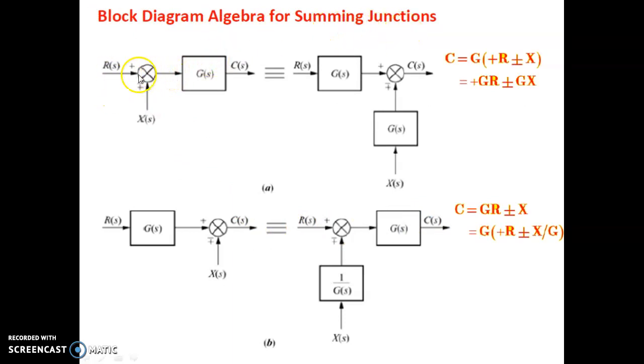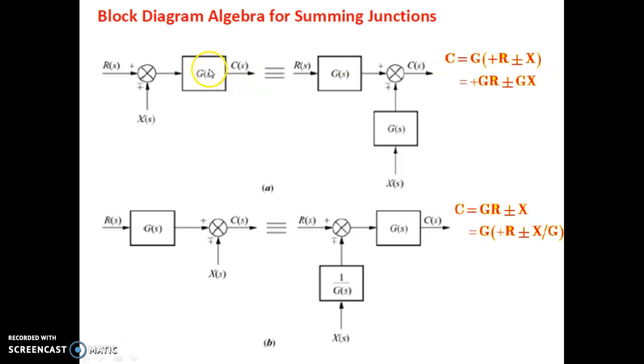Similarly, block diagram algebra for the summing junction or summing point. Here the R of S input is there, the X of S input is there, both are going towards the output, but it will be multiplied with this G of S. So R G of S plus X G of S. The same thing, similarly, we can write as this G of S multiplied to both the inputs. Both are going towards this G of S only, R into G of S plus X into G of S. That will be our output.